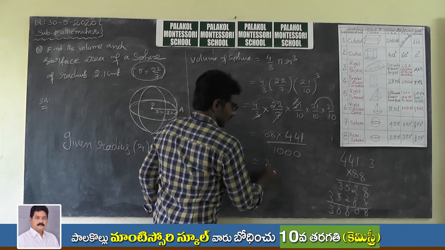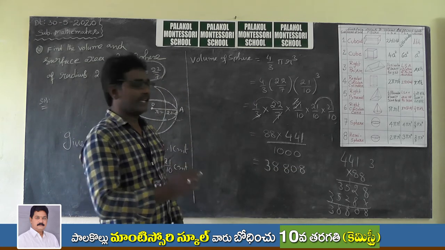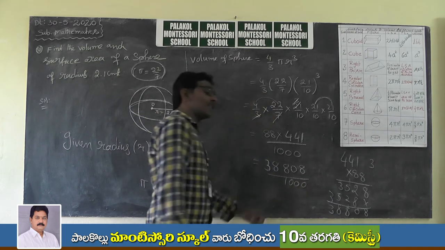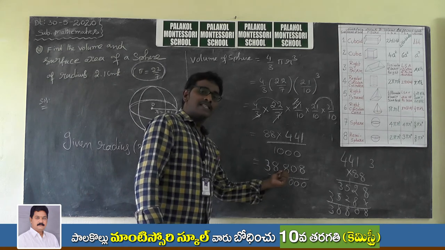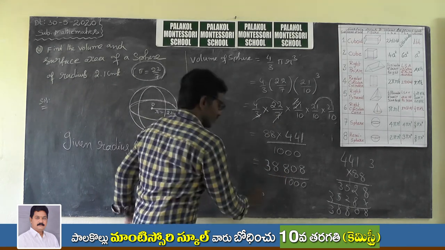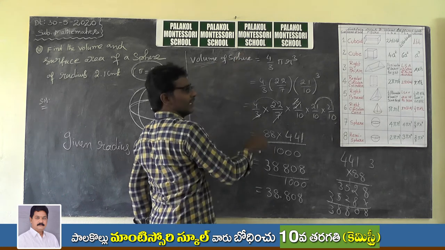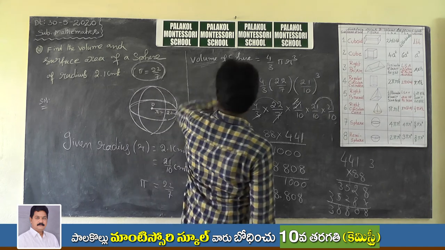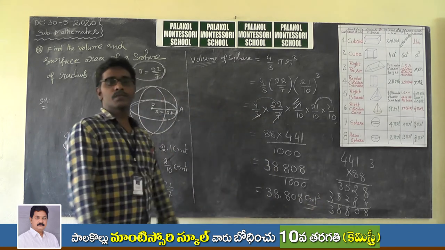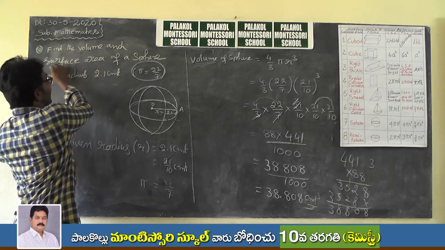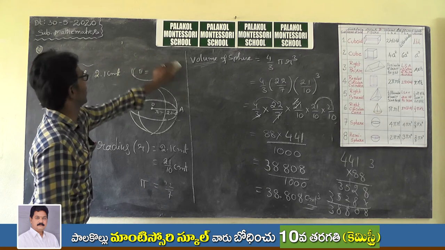So we get 38,808 by 1000. In the denominator 1000, how many zeros are there? 3 zeros. So just like a decimal, move 3 places from right to left. So 38.808. What is this? Volume of the sphere. What is the unit of volume? Here the radius is in centimeters, so we write centimeters cube. The sum is half completed. One more is the surface area; now you find the surface area of the sphere.